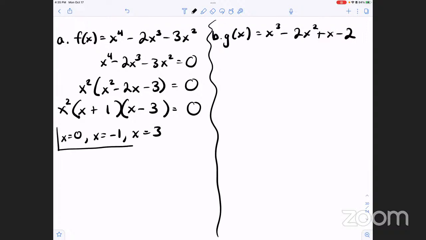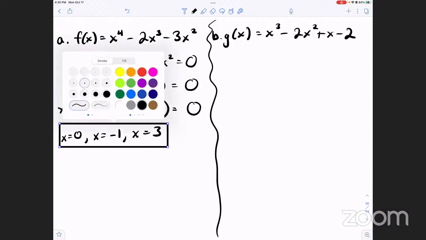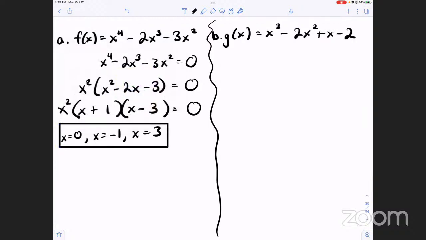Now we can check this in the original by plugging these in. I think, just probably being lazy, I am not going to do that right now. But if this were a testing environment, I would just plug it in. I'm just going to go with it for now.